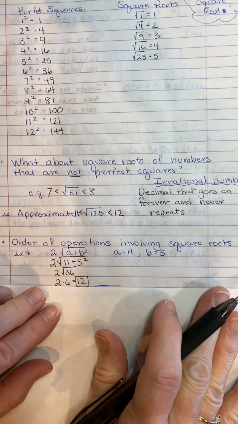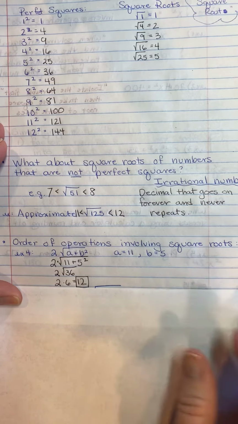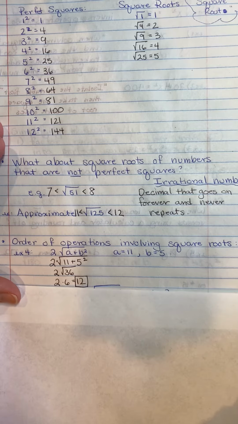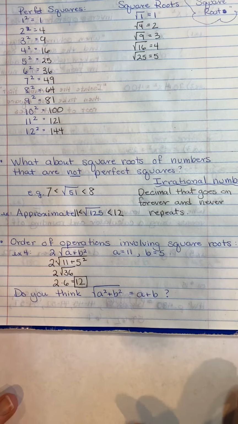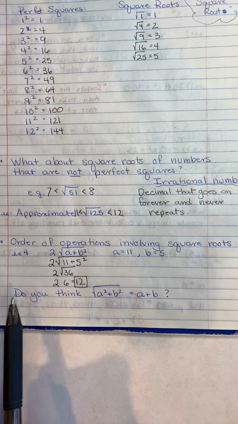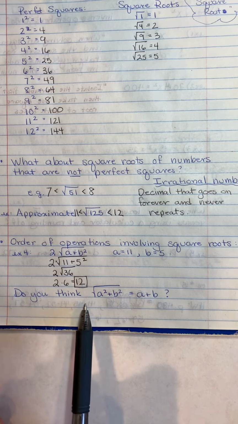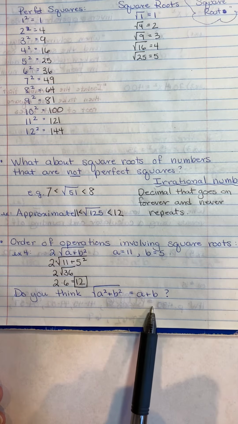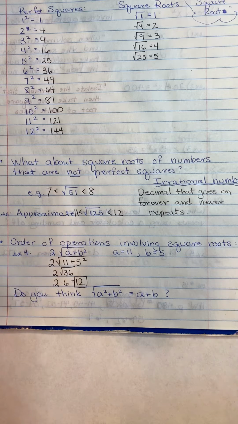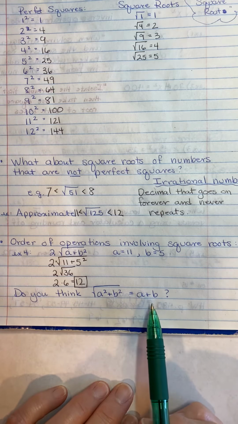The order of operations. Okay, now I'm going to talk about something that is a very common mistake. A very common mistake. So first I'm going to ask you, what do you think? Do you think that the square root of a squared plus b squared is equal to a plus b? Now maybe I gave it away by telling you that this is a very common mistake. But let's take a look at this. Seems like it should, right?